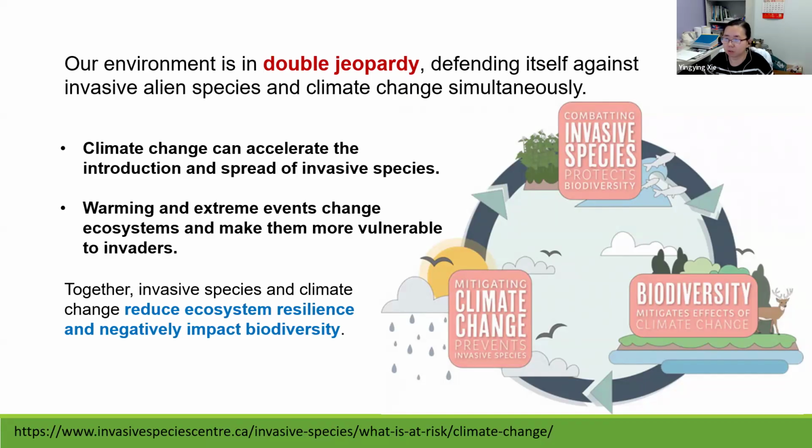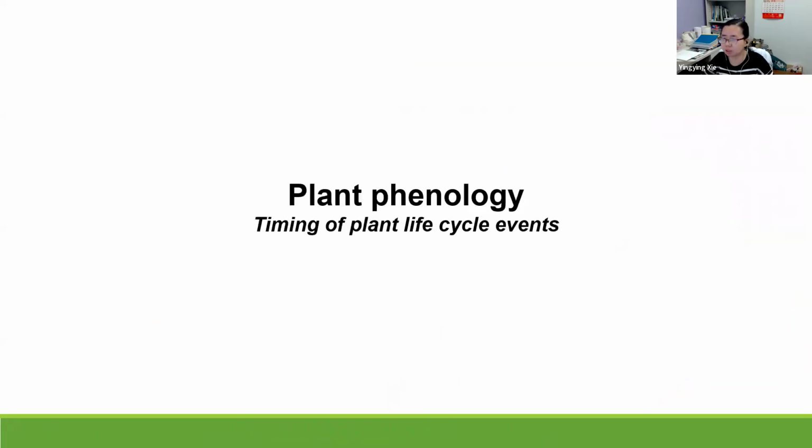However, most previous studies focus on understanding mechanisms of invasion and impacts, like how invaders might reduce biodiversity, how they might be aggressive and grow pretty fast, how they might produce harmful chemicals to harm other native species, or how they can outcompete native species. But we really rarely think about phenology, which is the timing of plant life cycle events.